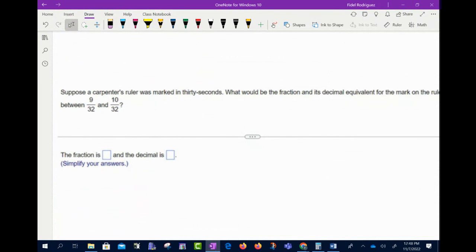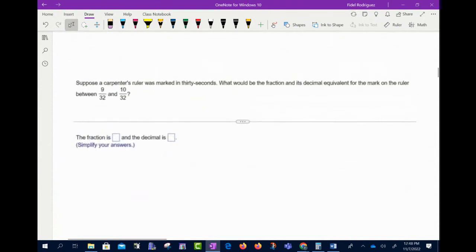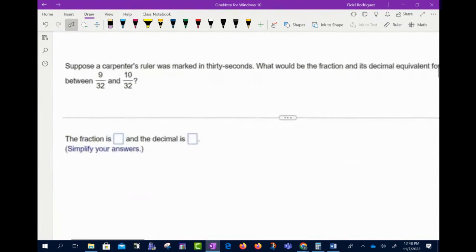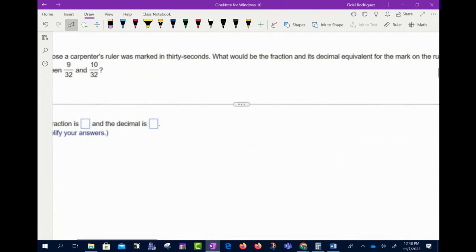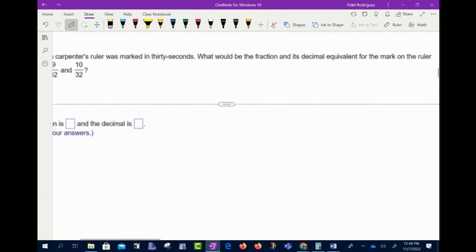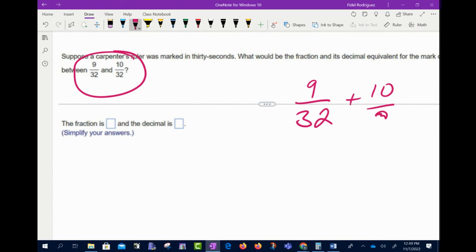Okay. Now, I believe this is the last question, y'all, out of 7.1. It says, suppose a carpenter's ruler was marked in 32nds. What would be the fraction and its decimal equivalent for the mark on the ruler between 9/32 and 10/32? Okay, so y'all, the way I would do this, we're looking for what's the number in the middle here. If we're looking for the number in the middle, what we're going to do is add those two fractions together and divide by 2.